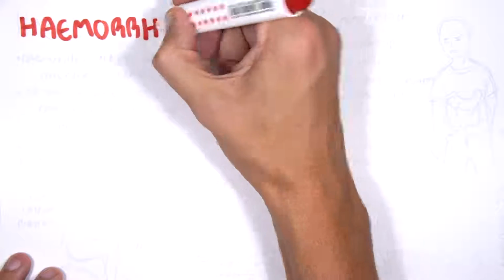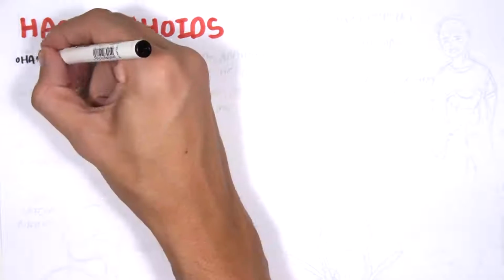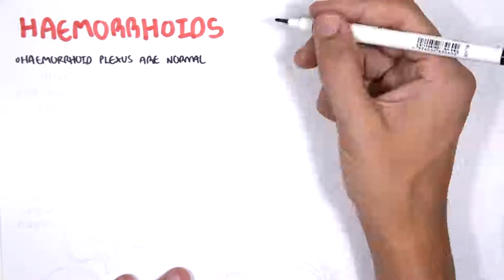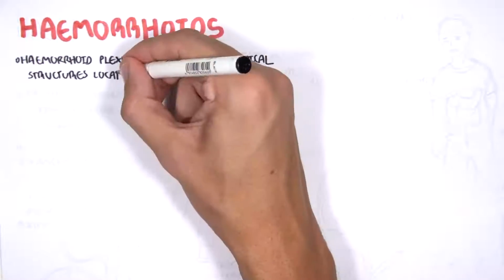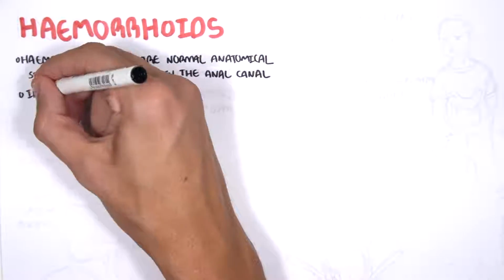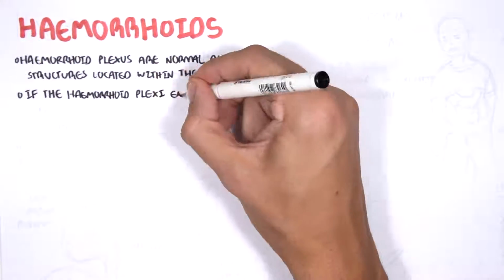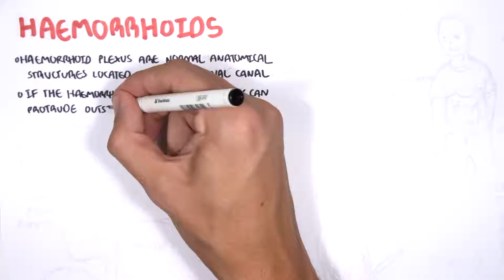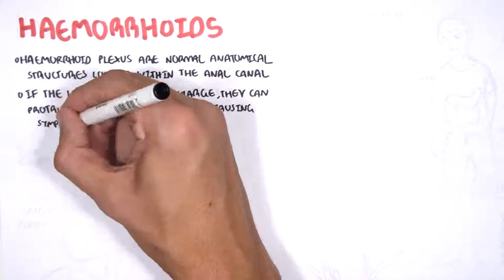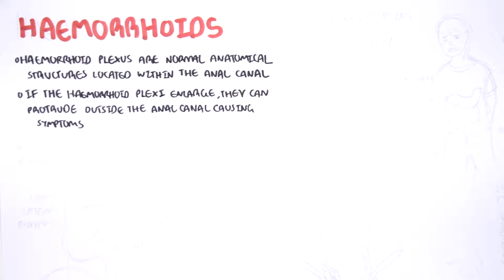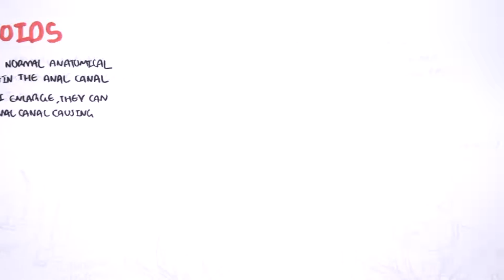Hello, in this video we're going to talk about hemorrhoids, anal hemorrhoids. This is an overview and introduction. Now, hemorrhoid plexi are normal anatomical structures located within the anal canal. If the hemorrhoid plexi enlarge, they can protrude outside the anal canal, causing symptoms. It is important to know that hemorrhoid plexi essentially are the veins, the rectal veins, forming a plexus. So when we think of hemorrhoids, we have to remember veins.